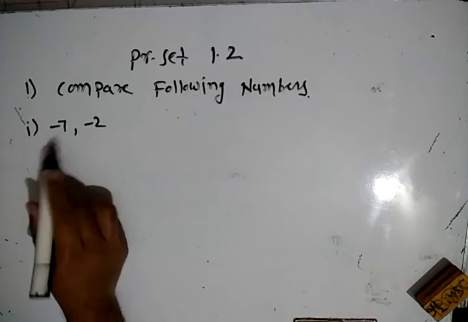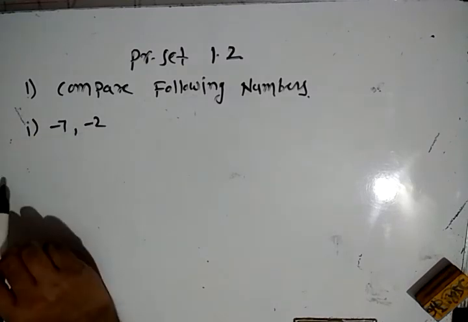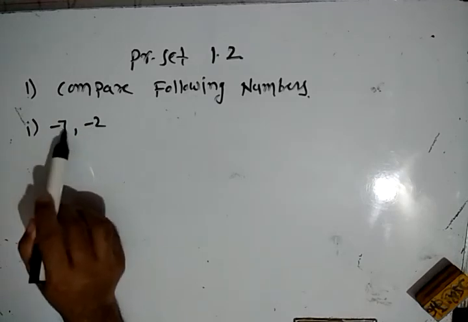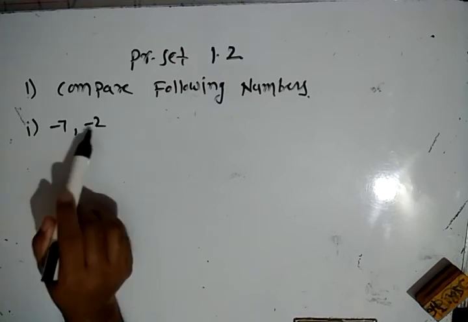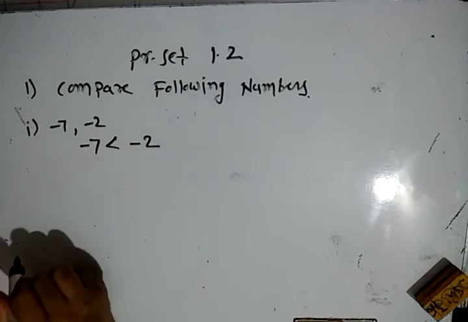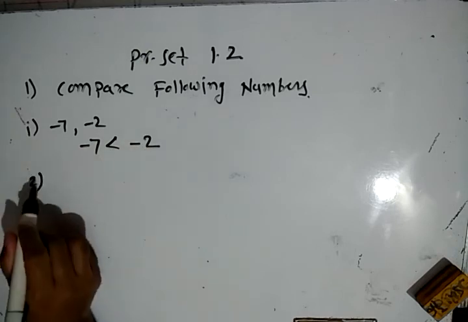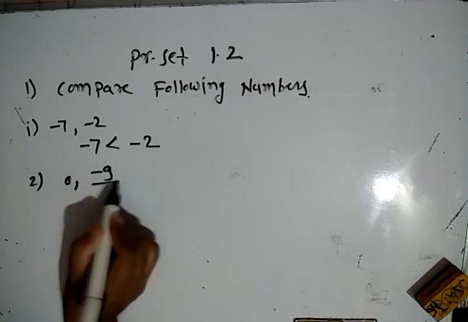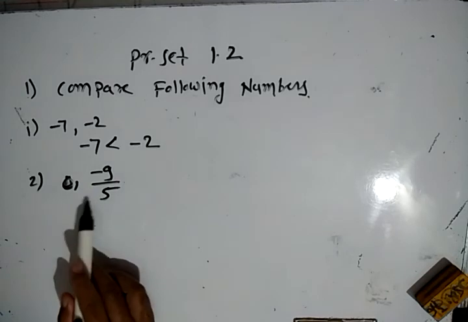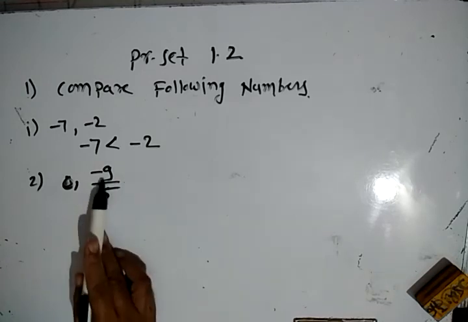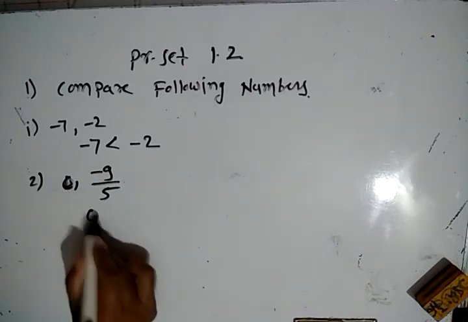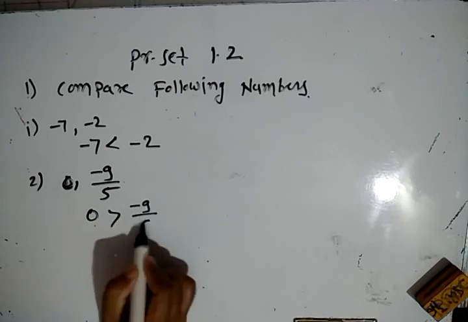Here minus 7 and minus 2, when we compare, both are negative. But on a number line, minus 7 is to the left of minus 2. Therefore we can write minus 7 is less than minus 2. Second example, 0 and minus 9 upon 5. On any number line, the negative number is at the left hand side of 0. Therefore 0 is greater than minus 9 upon 5.